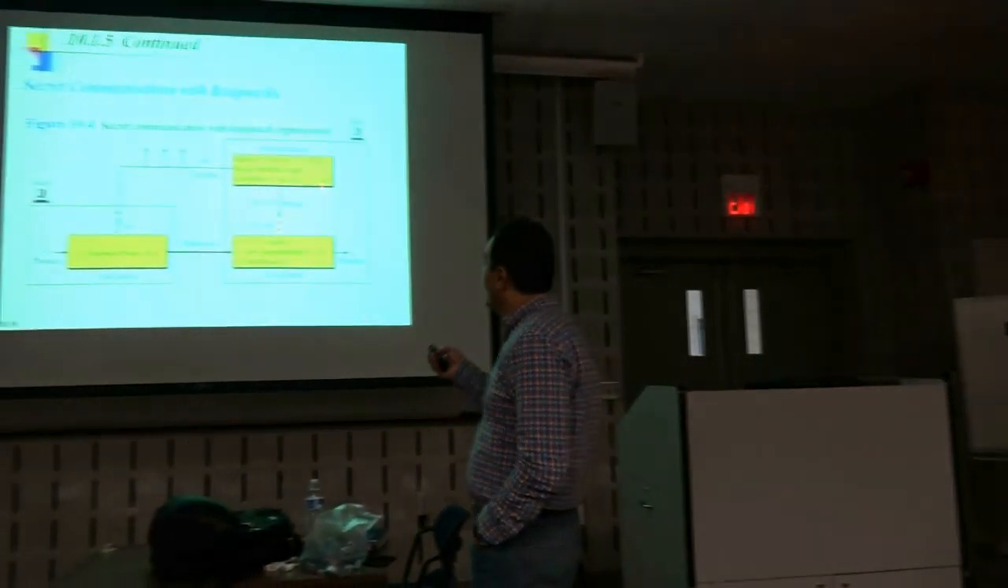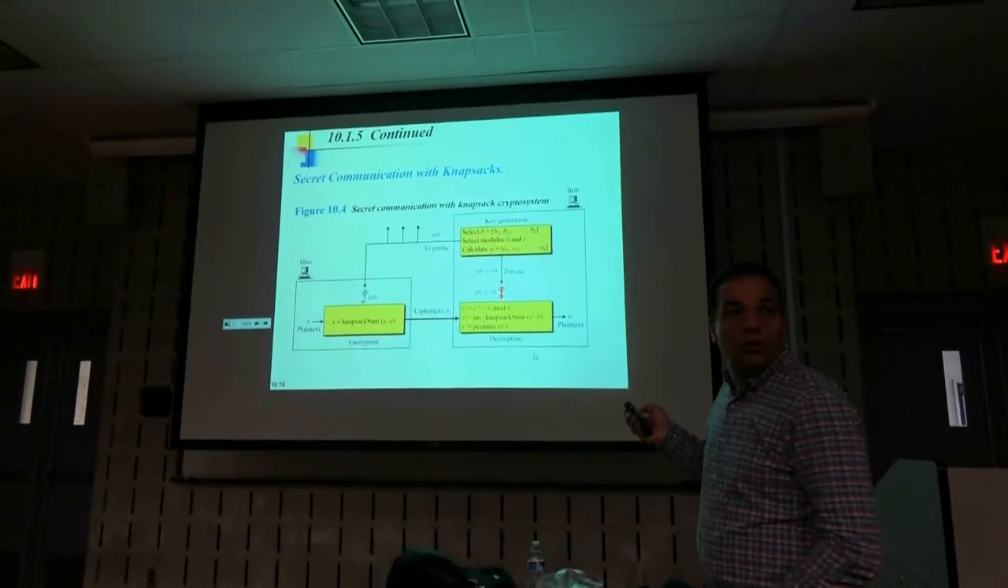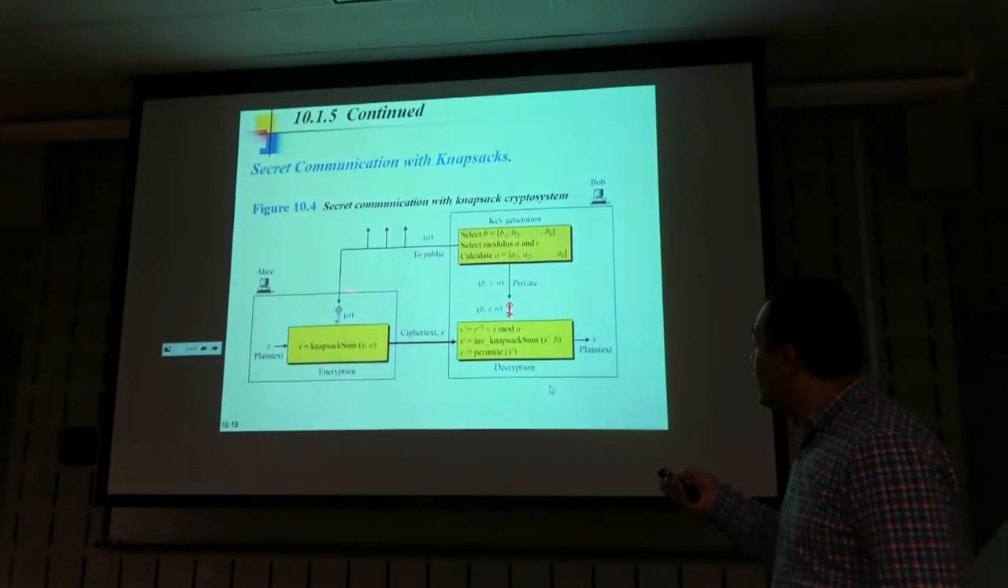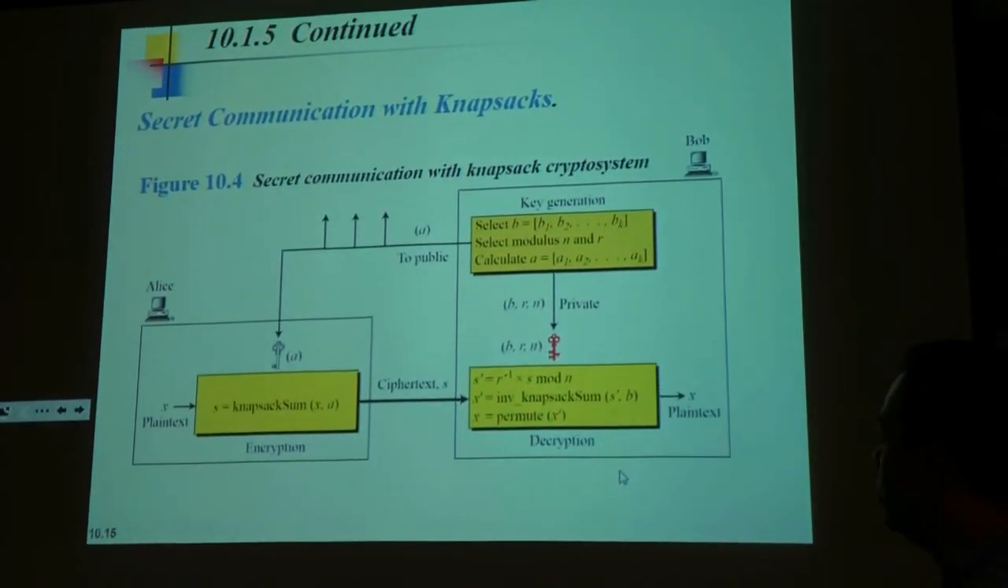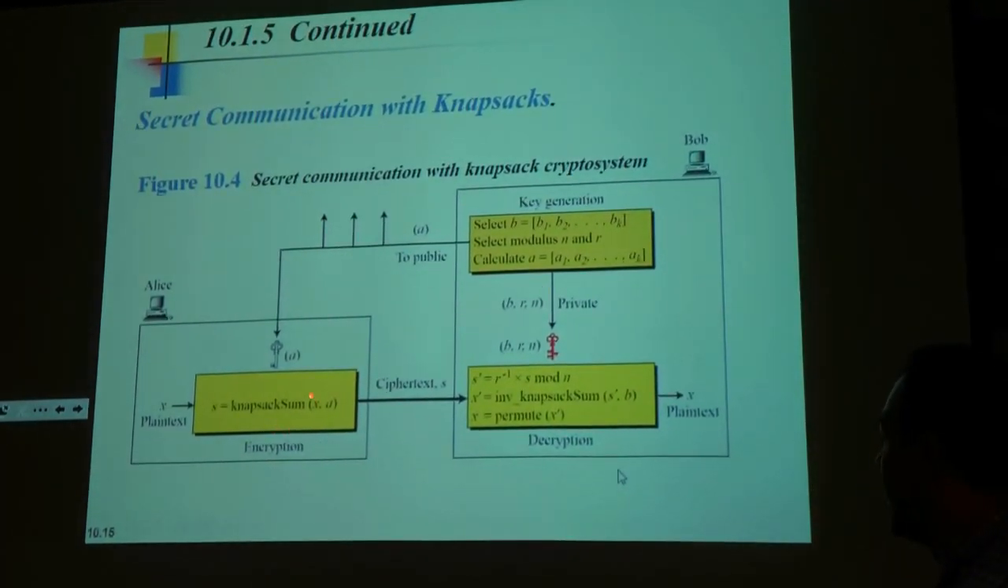And there is an algorithm. So this is an algorithm to generate the key. And there is an algorithm here for encryption. So in encryption, what you do is knapsack sum X with A. What's A? It is the public key. What's X? It is the data you're going to send. And there is a procedure in here how to reverse it.